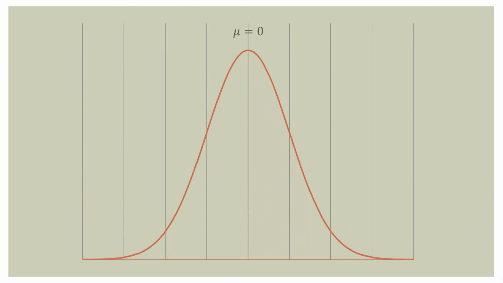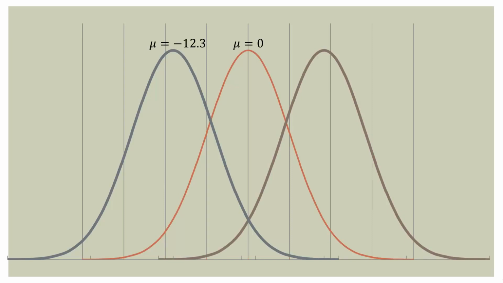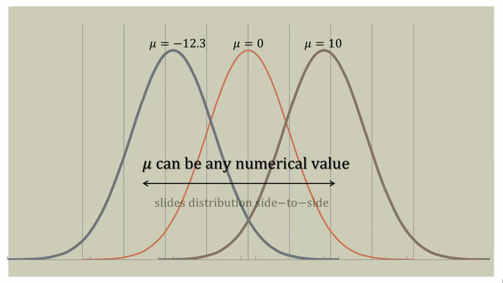So let's talk about the mean. I've used just the standard normal curve here, so I've set the mean to 0. Of course, there's no axis at the bottom to tell you that, but we'll just say the mean of this curve is 0. Now, I could slide it over to the left. So a mean could be negative 12.3. That's fine. The mean just slides it over to the left. Or we could have a mean of 10, and that would slide it over to the right. So the mean here can be any numerical value, and what it does is it slides the entire distribution side to side, left to right.